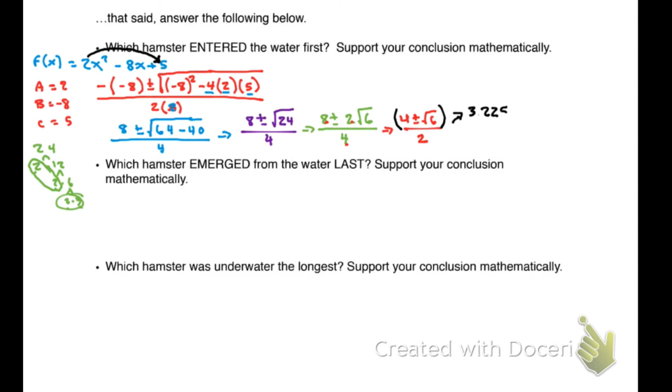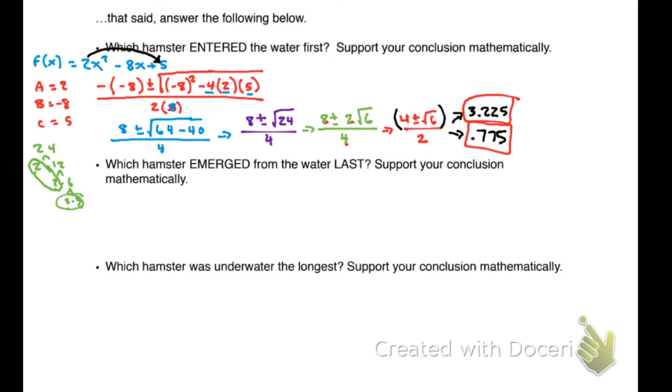And remember, you want to round to 3 decimal places because you want to get these numbers as close as possible. And then we'll have 4 minus square root 6 divided by 2, which gives us 0.775. And again, rounded to 3 decimal places. Okay, so again, all that was for f of x. So we found the two x-intercepts for f of x. And we'll graph those a little bit later.